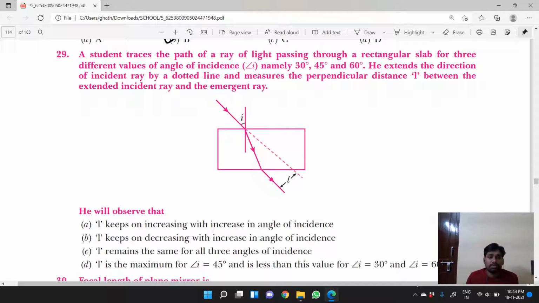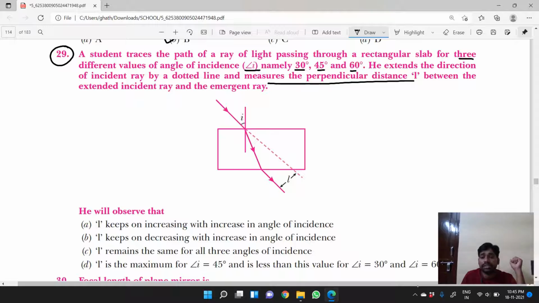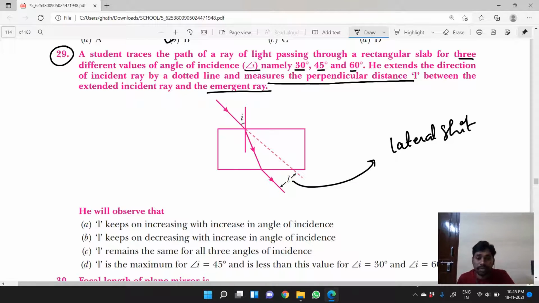Look at this, student, this is question number 29. Don't fear by seeing the lengthy question, it has an explanation. A student traces the path of ray of light passing through the rectangular slab for three different values of angle of incidence i, namely 30, 45, 60. He extended the direction of incident rays by dotted line and measured the perpendicular distance L between the extended incident ray and emergent ray. See, my dear student, this is called the lateral shift. After the explanation of this question, I will explain this glass slab activity also for you.